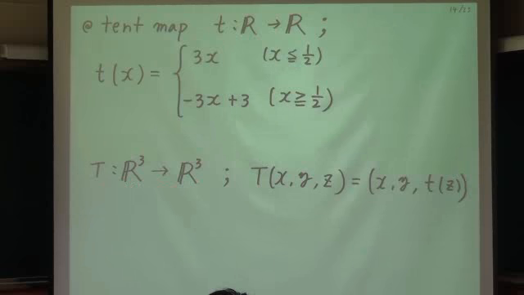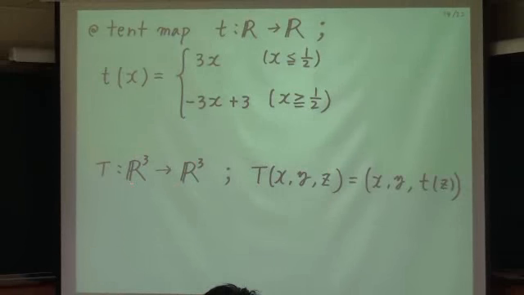Then I define a map capital T that is from R^3 to R^3. So simply, x and y are identical, and the last z goes to T(z). So the height is mapped by this tent map. And first, for simplicity, I consider this map, and iteration of repeatedly applying the map T.